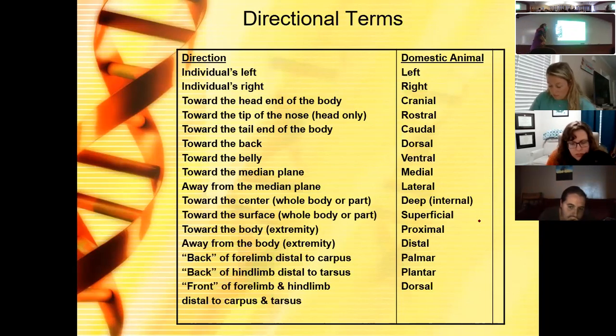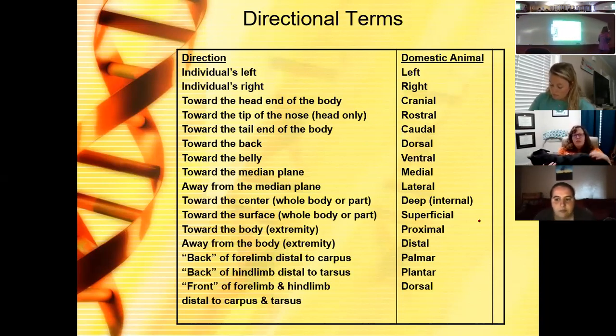Dorsal means movement towards the back. Ventral means movement towards the front. These are going to be important when I also ask you how to lay down this animal. Medial, well, not so much medial, but ventral, dorsal, and lateral.